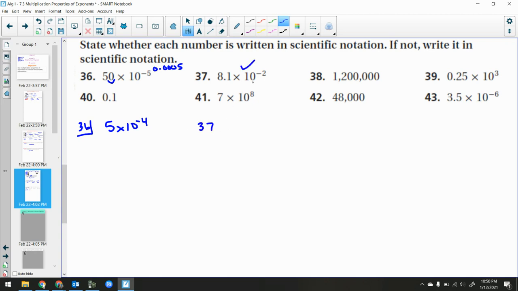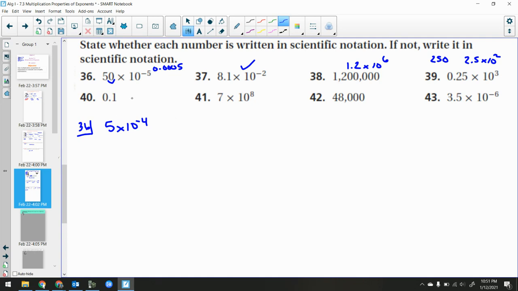37 is in scientific notation, so you don't even need to do anything with that one. Number 38 is not in scientific notation. That would be 1.2 times 10 to the 6th power. Number 39 is not in scientific notation. If I wrote it out times 10 to the 3rd, that would be 250, right? So really, it needs to be 2.5 times 10 to the 2nd power, not 3rd power.